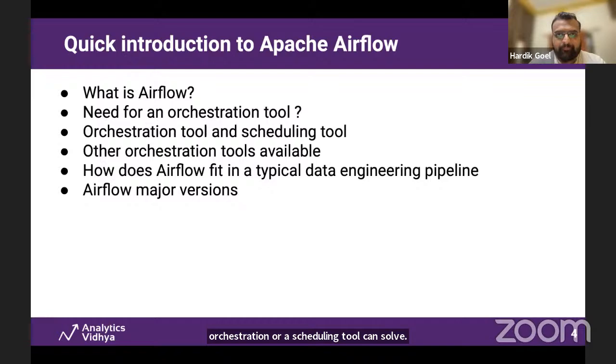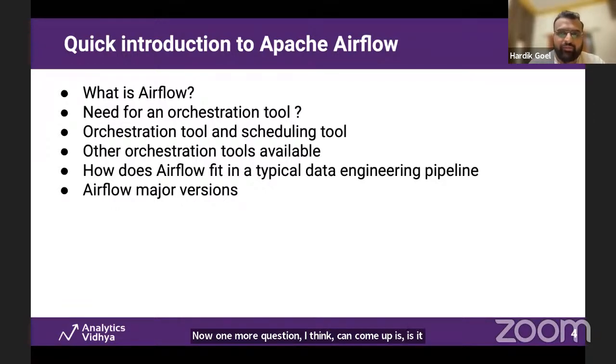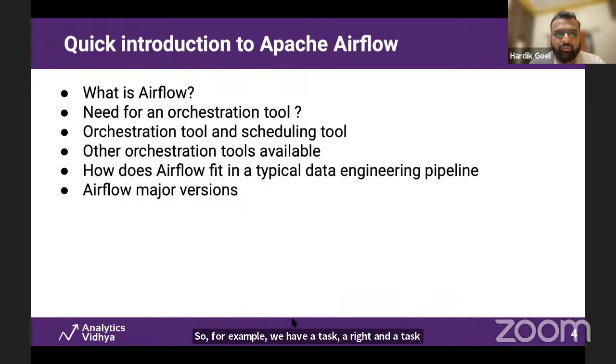So now we move next to the need for an orchestration tool. I think we just discussed binding all the pipelines, all the tasks together. Now, one more question that can come up is, is it only a sequential pipeline which can be bound together, or can there be other parallel tasks which need to be done together? So for example, we have a task A, and a task B, and task C, task D, and task E. Now we want tasks B, C, D to run in parallel after A, before E.